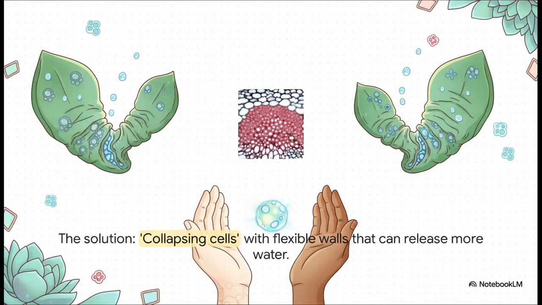So, what does evolution do? It finds an alternative, of course. Some succulents have developed these incredible collapsing cells. Their walls are specifically designed to be flexible and wrinkly, almost like an accordion. This means they can shrink down dramatically, squeezing out a much, much higher percentage of their stored water to keep the rest of the plant alive when it really counts.